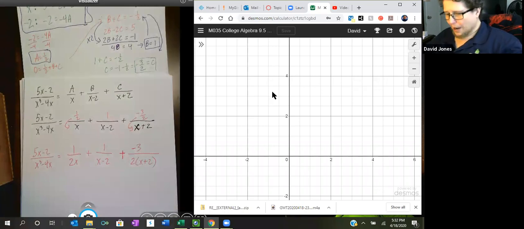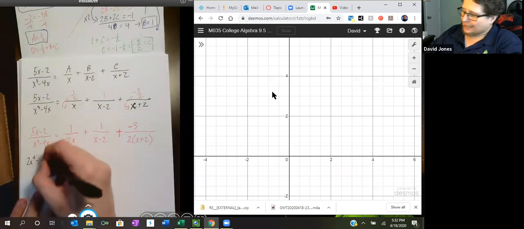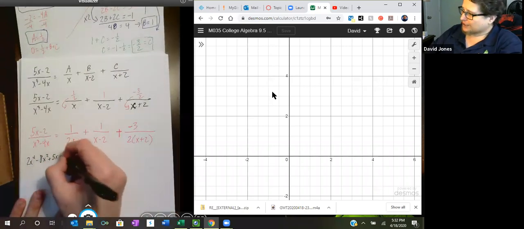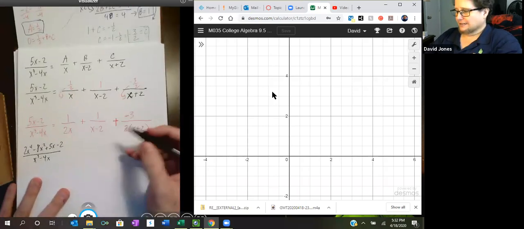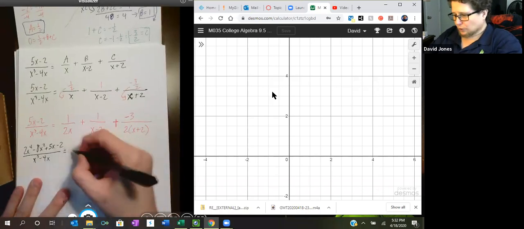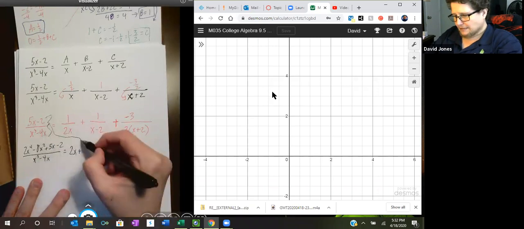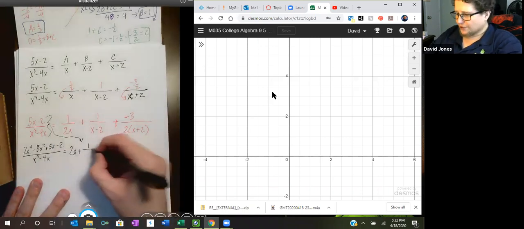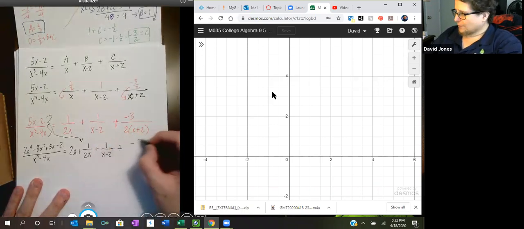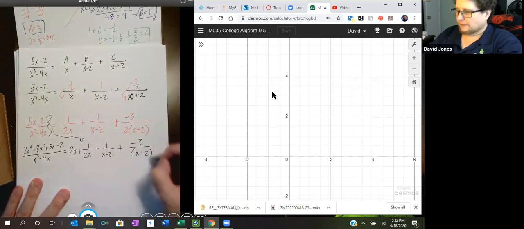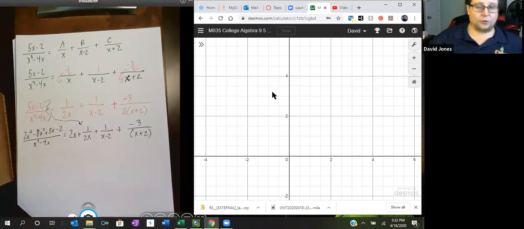So going all the way back, we had 2x to the 4th minus 8x squared plus 5x minus 2 over x cubed minus 4x. That had to equal 2x plus this thing, 1 over 2x plus 1 over x minus 2 plus -3 over x plus 2. That's how partial fraction decomposition works.